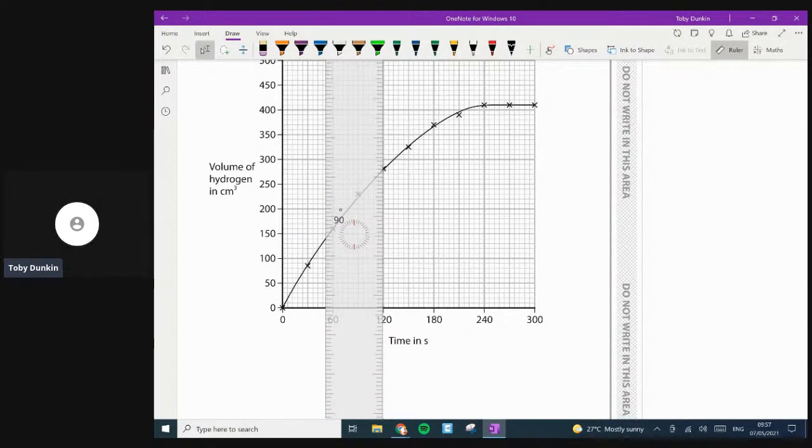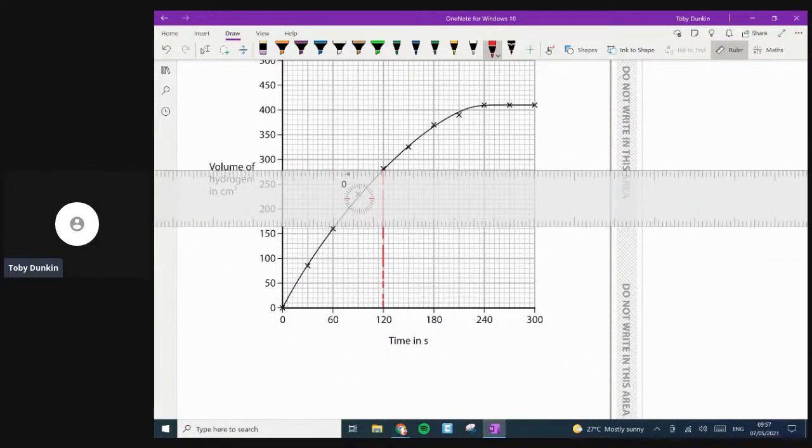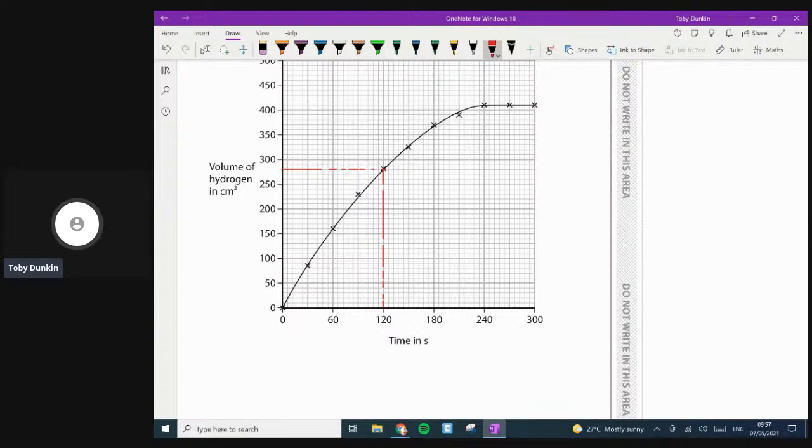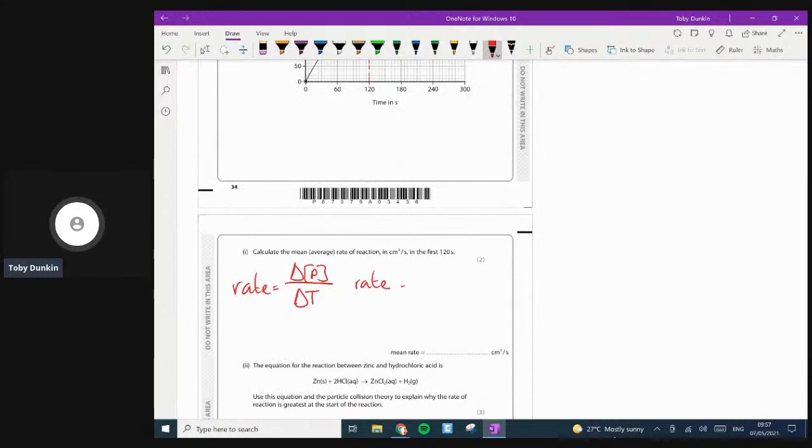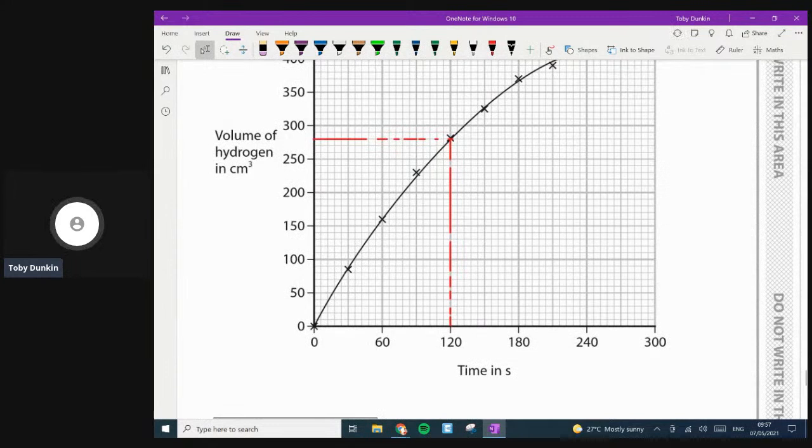There we go. You've got to show it on the graph. So there's the 120 seconds. So our change in time is 120. Rate equals product over 120. The question is how much product did I make? And it'll give me the average rate.